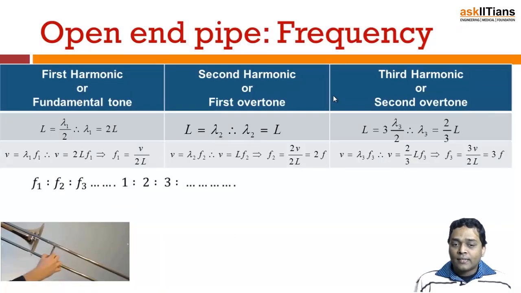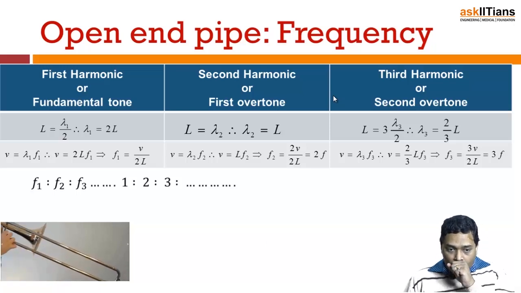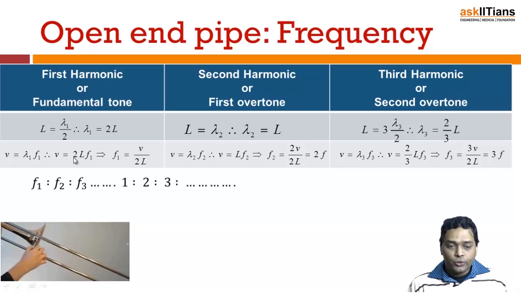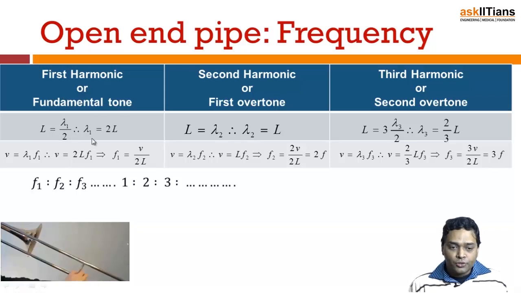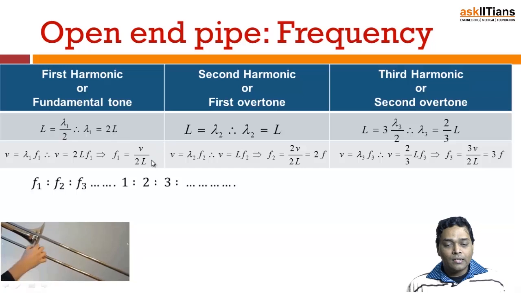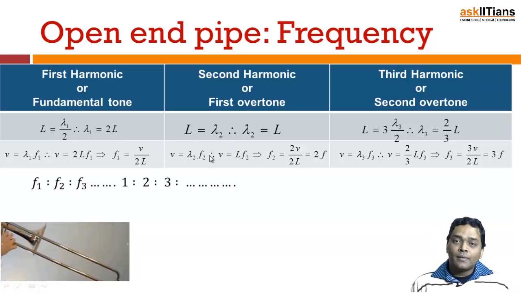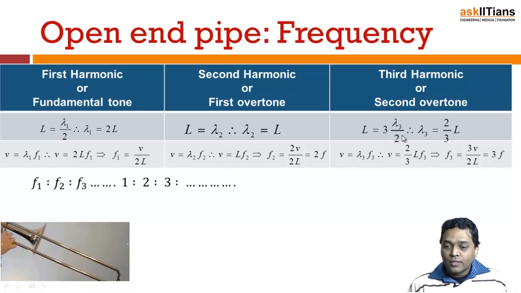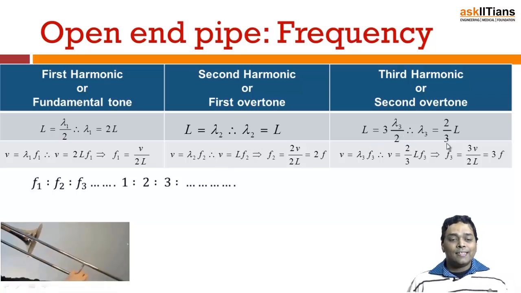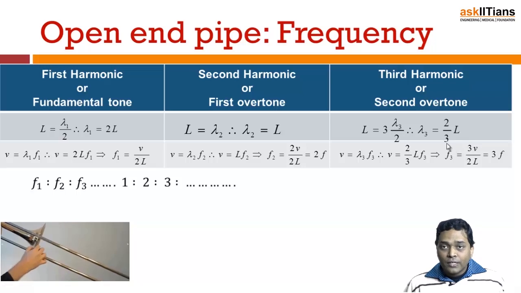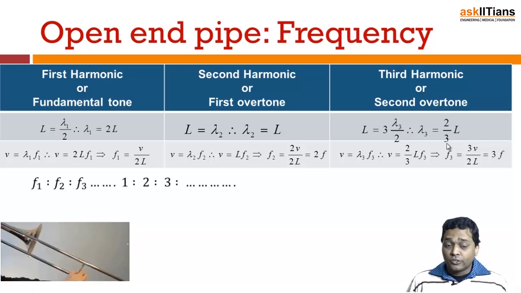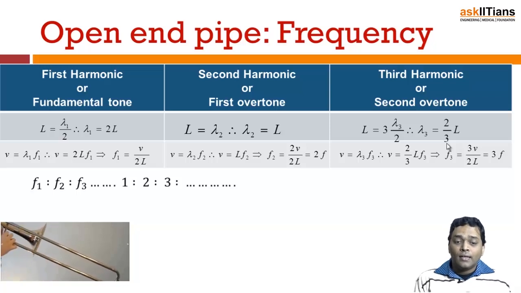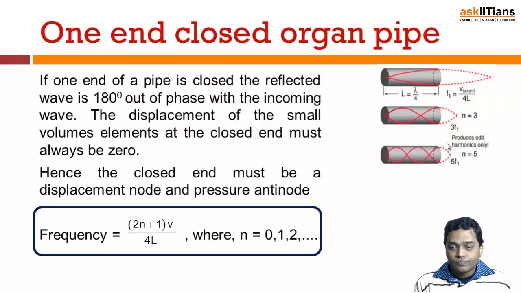Let's take it further and try to understand it. So what do we have here? For the first harmonic or the fundamental tone, L is equal to lambda 1 by 2. That gives us lambda 1 is equal to twice L. In a similar way, for the second harmonic, L becomes equal to lambda 2, so lambda 2 is equal to L. For the third case, L becomes equal to 3 lambda 3 by 2, and so on. Since L is inversely proportional to the frequency, you can find out how the frequencies are related. The frequencies of the first harmonic, second harmonic, third harmonic and so on are related as 1:2:3.